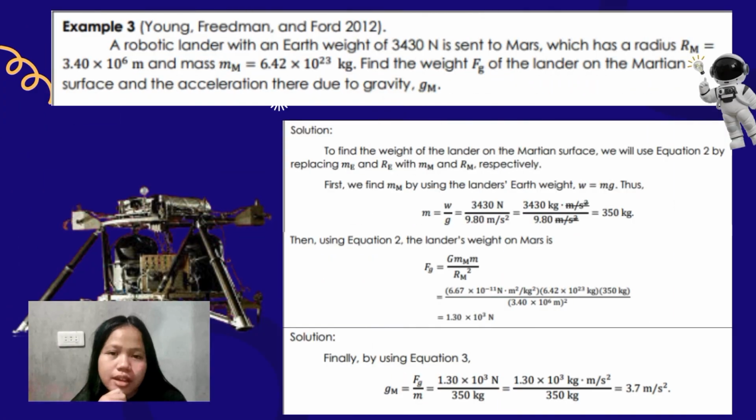Now on a third problem, a robotic lander with an Earth weight of 3,430 Newtons is sent to Mars, which has a radius of r sub m equals 3.40 times 10 raised to 6 meters, and mass m sub m, which is 6.42 times 10 raised to the power of 23 kilograms. Find the weight F of G of the lander on the Martian surface and the acceleration due to gravity, or the g of m.